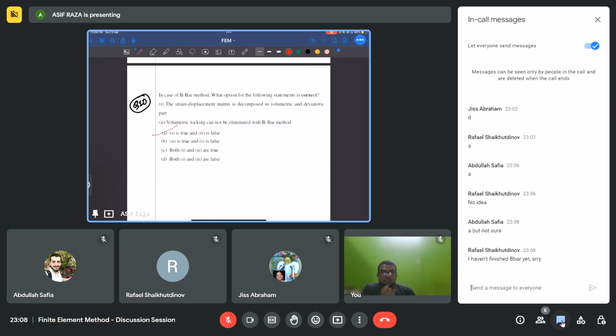So if you are sure in this regard, the strain displacement matrix is decomposed into volumetric and deviatoric parts. In the B bar method, we are decomposing into volumetric and deviatoric parts in order to eliminate this volumetric locking. So yeah, volumetric locking can be eliminated with the B bar method.